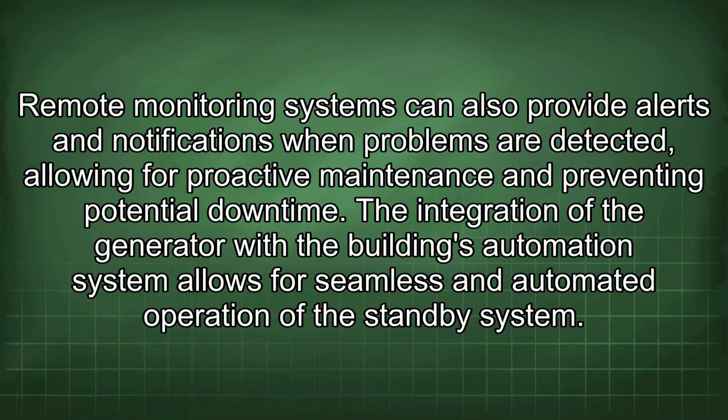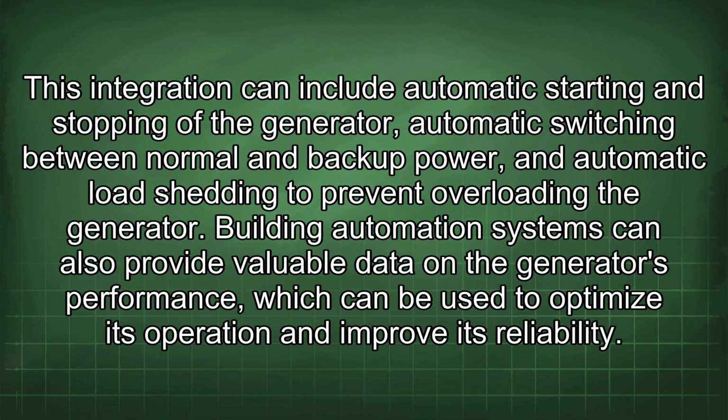The integration of the generator with the building's automation system allows for seamless and automated operation of the standby system. This integration can include automatic starting and stopping of the generator, automatic switching between normal and backup power, and automatic load shedding to prevent overloading the generator. Building automation systems can also provide valuable data on the generator's performance, which can be used to optimize its operation and improve its reliability.